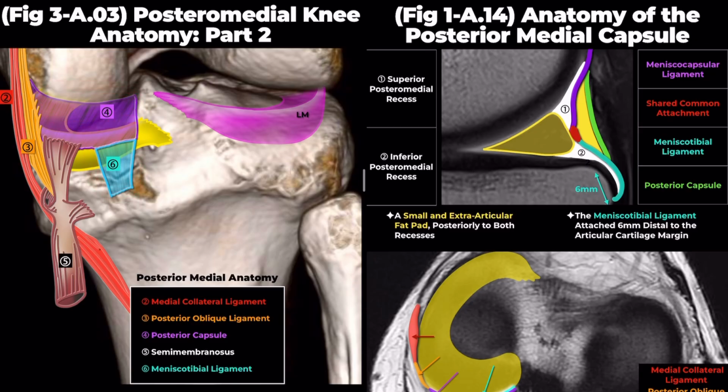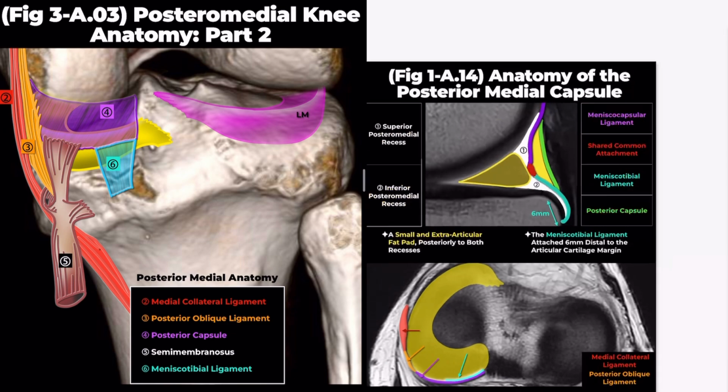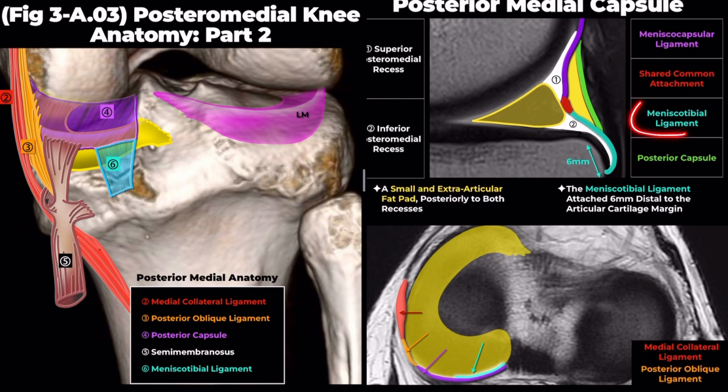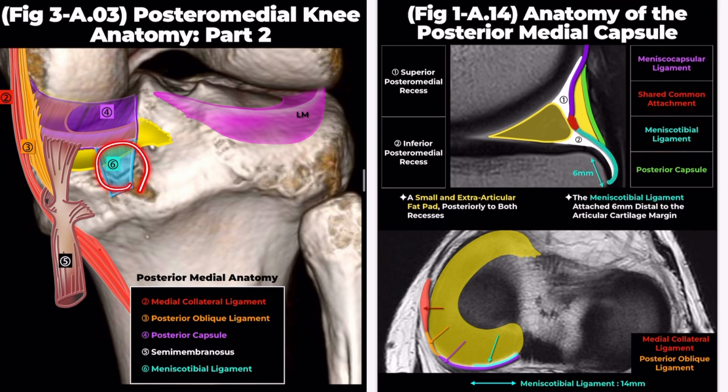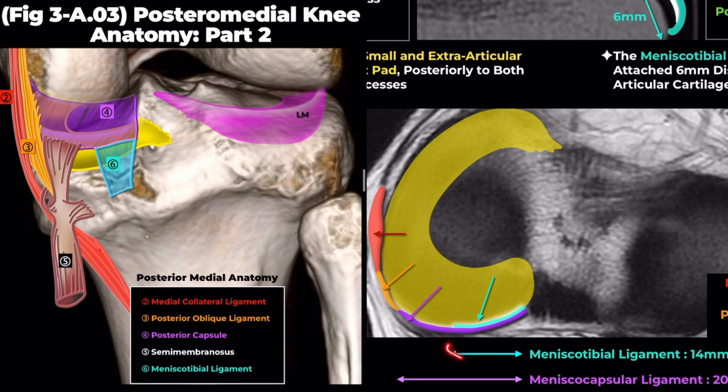Meniscocapsular and meniscotibial ligaments. The meniscocapsular ligament and the posterior capsule are purple, the meniscotibial ligament is aqua-colored. Further posteriorly, the medial meniscus's posterior horn is anchored by two peripheral attachments. The meniscocapsular ligament, extending posterior-superiorly to the capsule, measures approximately 20 mm. The meniscotibial ligament, attaching inferiorly to the tibia, measures around 14 mm.